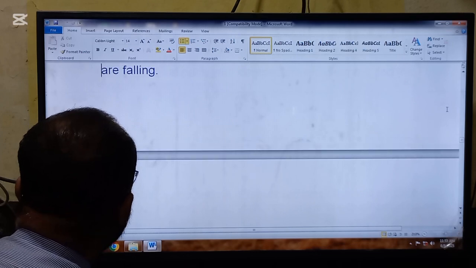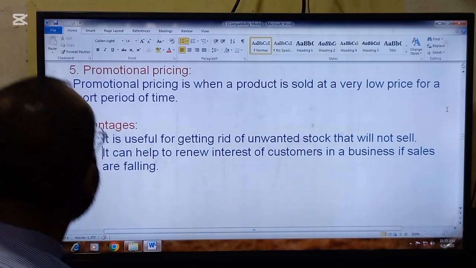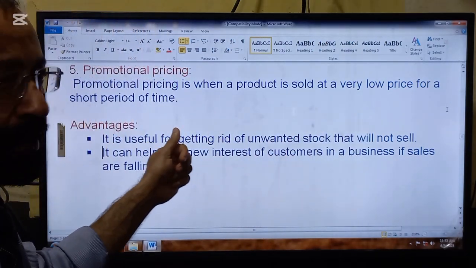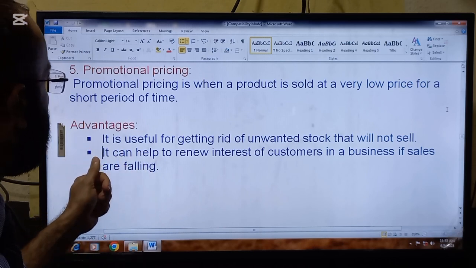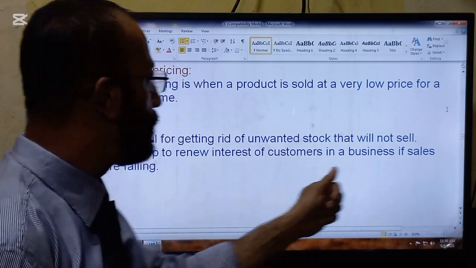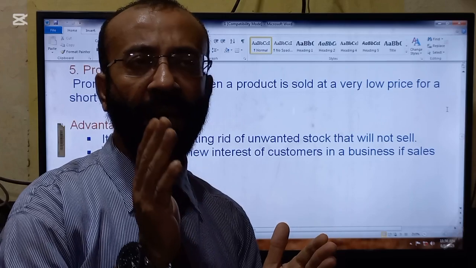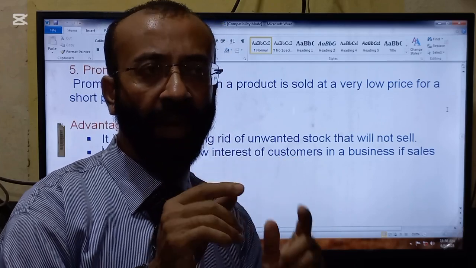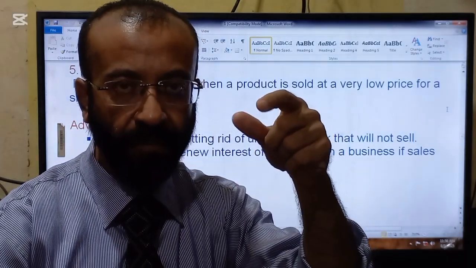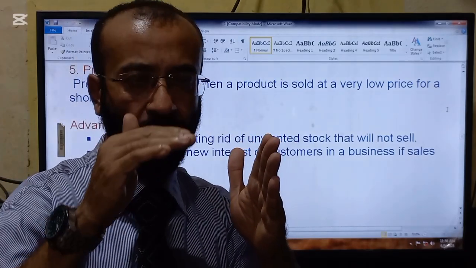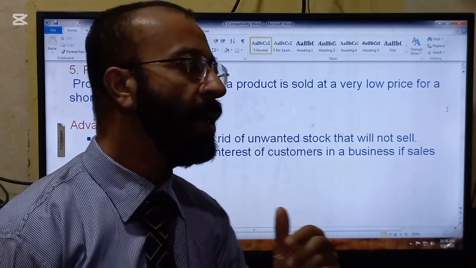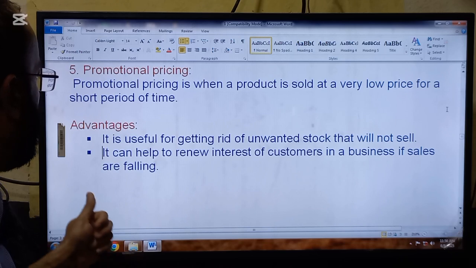Next price strategy is promotional pricing. Promotional pricing is when a product is sold at a very low price for a short period of time. The advantage of this kind of strategy is it is useful for getting rid of unwanted stock that will not sell. Like you have seen the end of year sales, for example summer clothes are sold at lower prices at the end of the summer, and winter clothes are sold at lower prices at the end of the winter because the business wants to get rid of its unwanted stock. So this is promotional pricing.